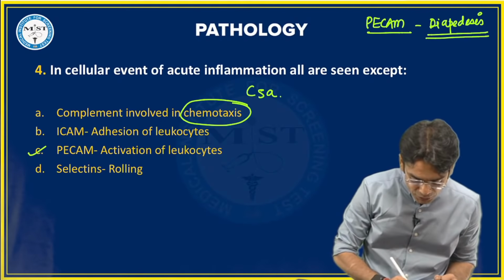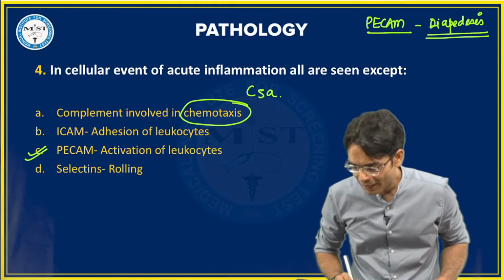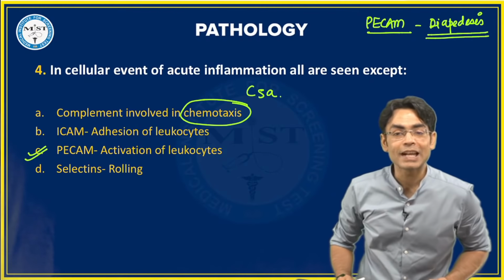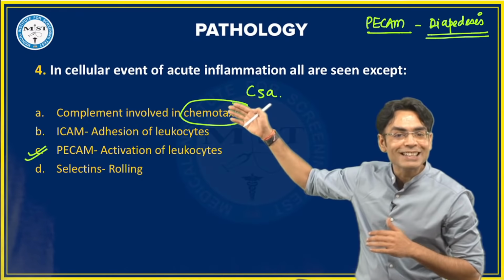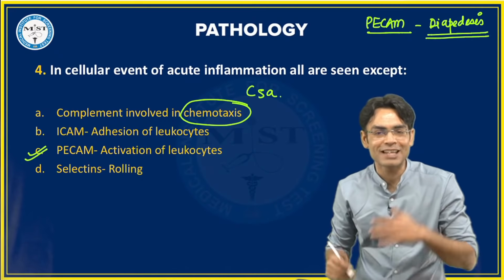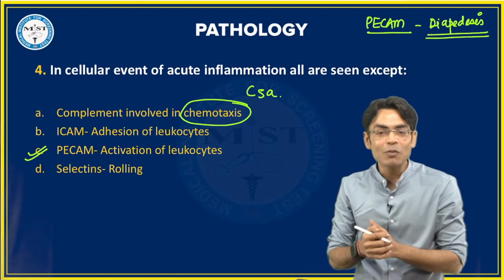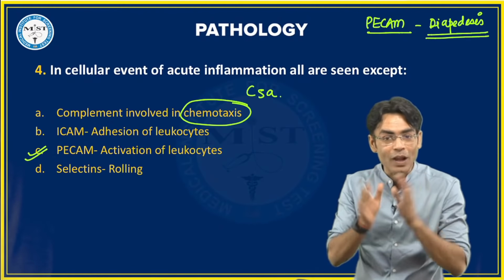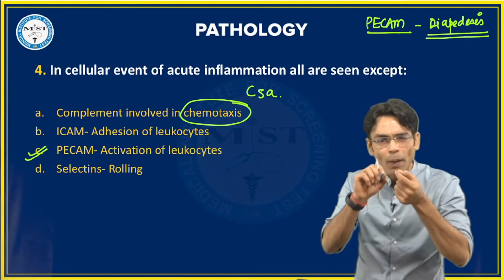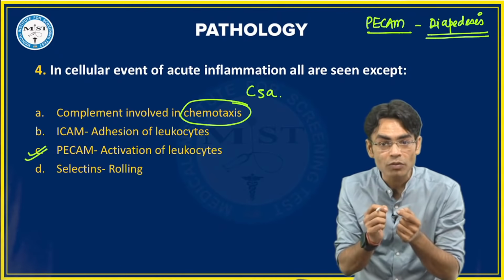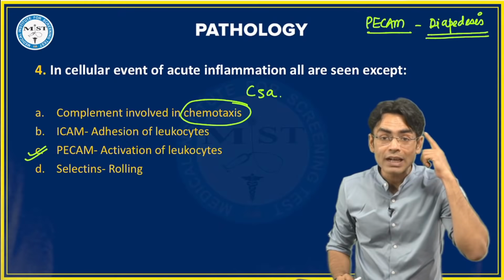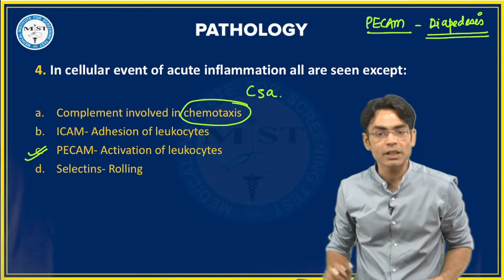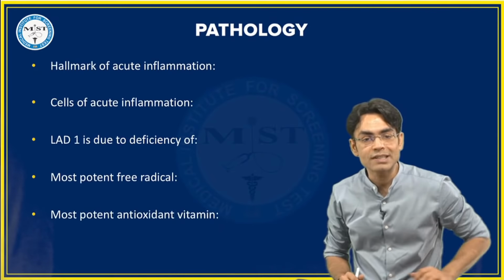So the correct answer for this question, you people have given me the correct answers. C. The confusion was with A because I have not written that C5A is for chemotaxis. I just wrote complements are involved in chemotaxis. So it took a little while for you to understand. But these kinds of option changes happen. So when you are solving a question, when you are reading the question, it is mandatory that you are reading and trying to analyze what they are saying. Okay? So the correct answer for this question is C.